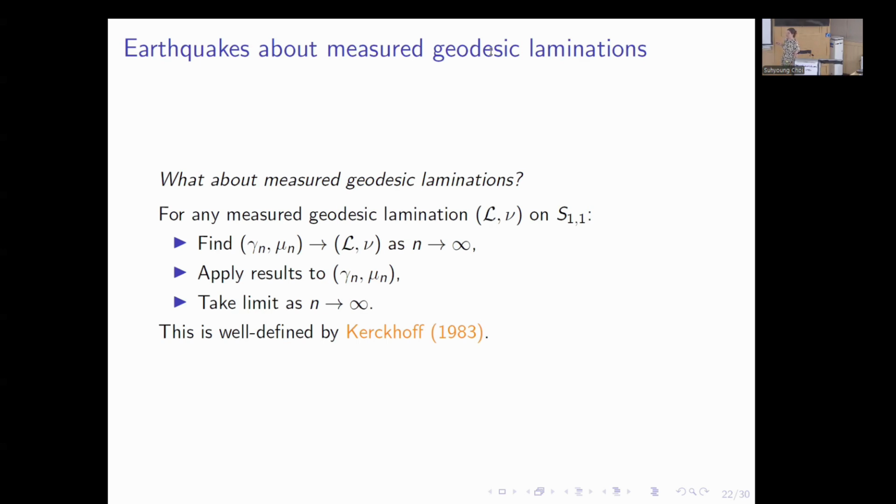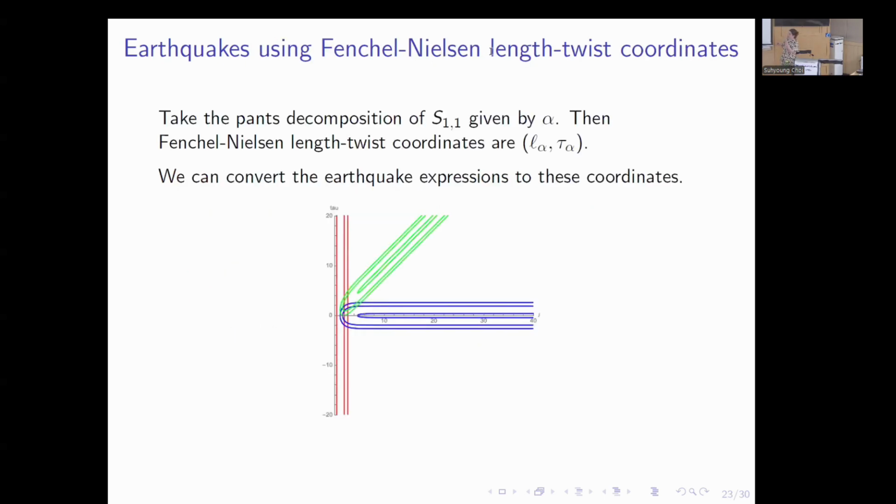So this is well defined by Kerckhoff, but when you're dealing with these kinds of expressions that we had, it actually gets quite complicated very quickly. So it's maybe not so practical. So I'll just explain another coordinate system that we use to look at these results where we can get some more insight. And that is the Fenchel-Nielsen length twist coordinates.